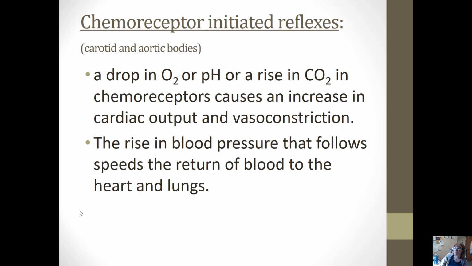So when our chemoreceptors are stimulated, they'll be stimulated due to a drop in O2, a drop in pH, or a rise in carbon dioxide. And so because we want to get that blood flowing back to the lungs, we need to increase cardiac output and vasoconstriction and blood flow. And like it says, a rise in blood pressure that follows will then speed the return of blood to the heart and the lungs. And so that's why the chemoreceptors would be involved in maintaining blood pressure as well.